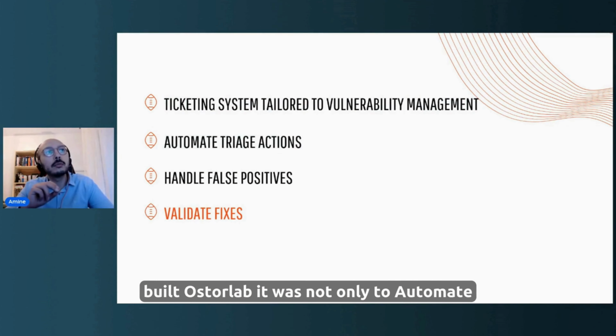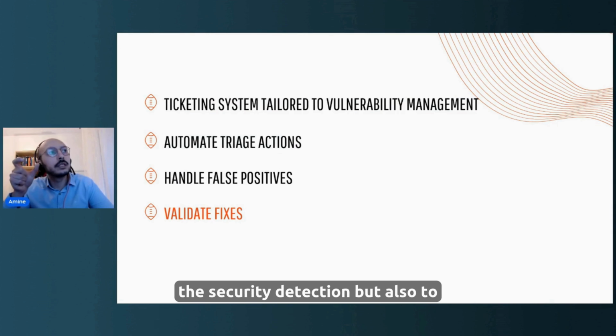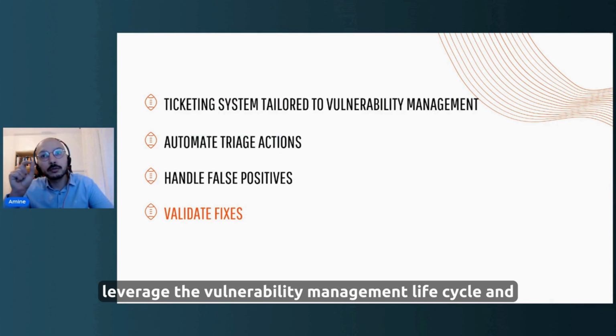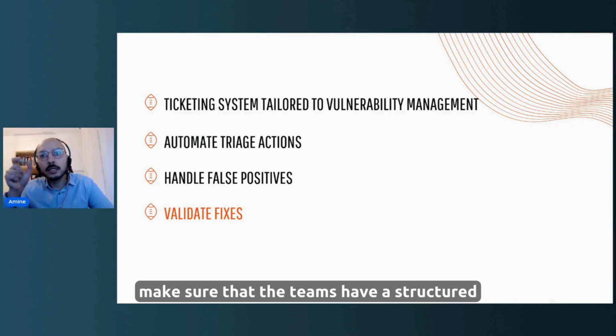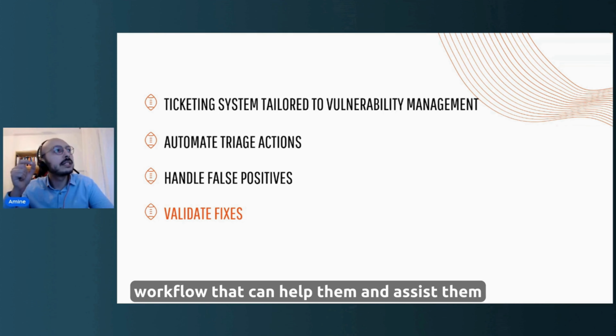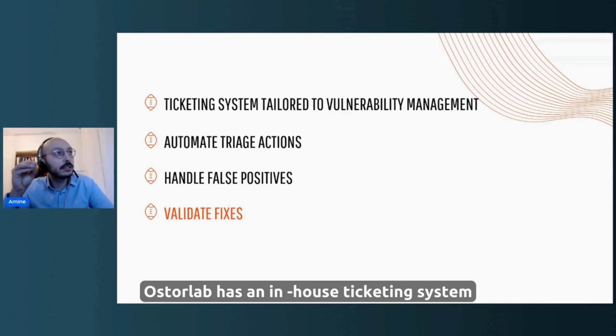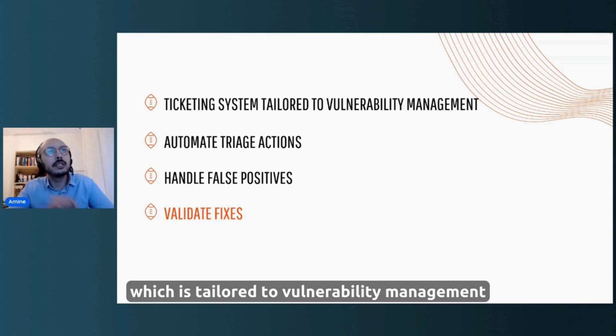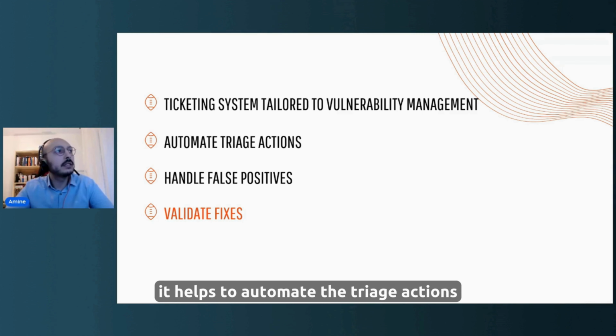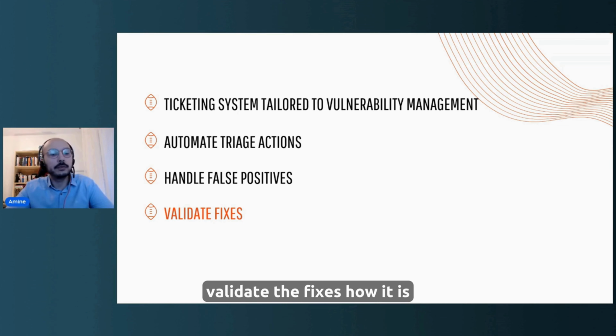The moment we built Ostorlab, it was not only to automate the security detection, but also to leverage the vulnerability management lifecycle and make sure that the teams have a structured workflow that can help them and assist them during the remediation part. So Ostorlab has an in-house ticketing system, which is tailored to vulnerability management. It helps to automate the triage actions, handle the false positives, and also validate the fixes.